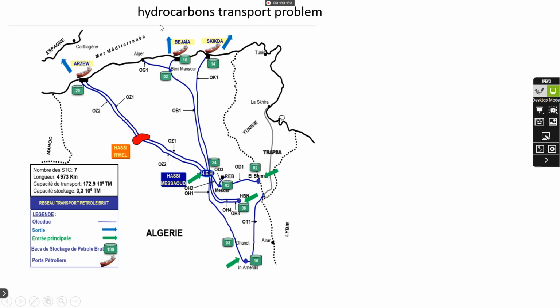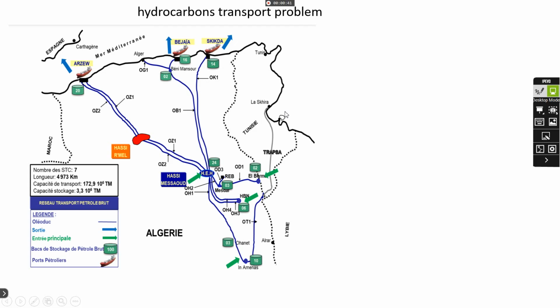In this video tutorial, we are going to learn how to solve and implement linear programming of the hydrocarbons transport problem. Now let's represent the hydrocarbons transport plan of the company Sonatrach. In this plan we have production points as gas and oil stations, with distribution stations and with processing stations. The points are connected by pipelines.